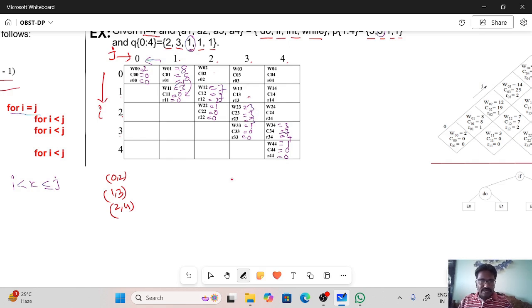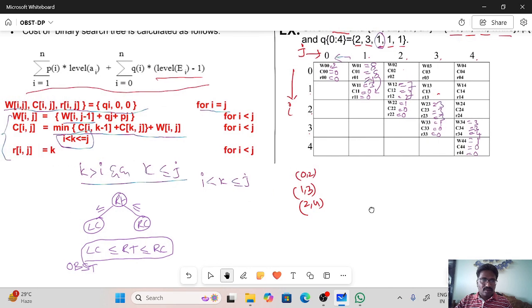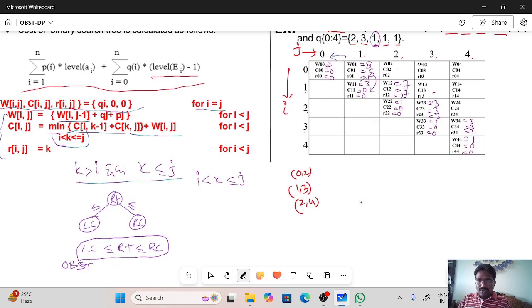First we are going to find W02. So what is W02? W of 0,2 is nothing but the earlier weight in the same row. So W of 0 comma 2 minus 1, nothing but W01, plus Pj plus Qj, nothing but P2 plus Q2.